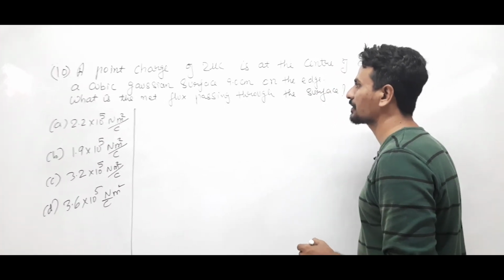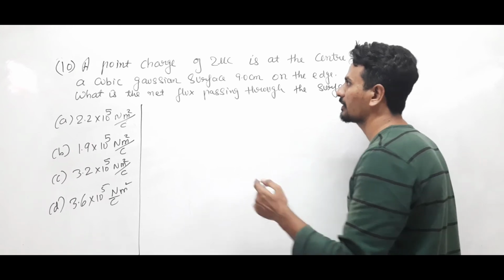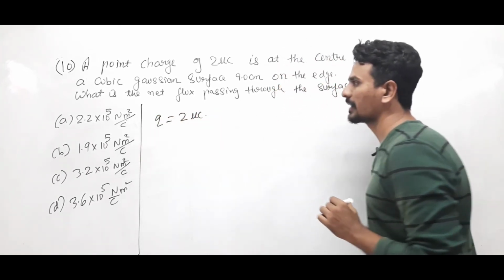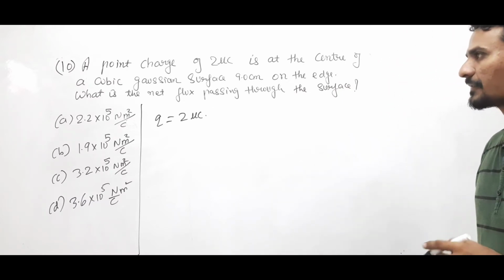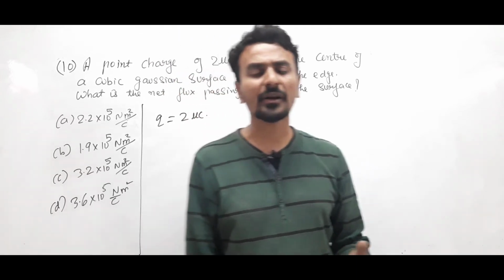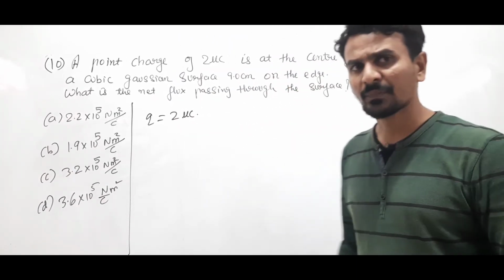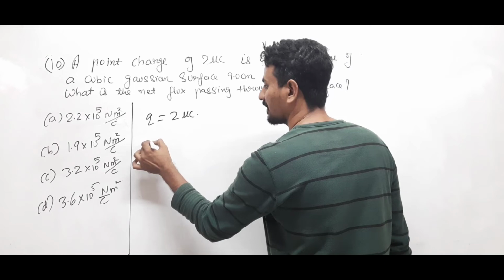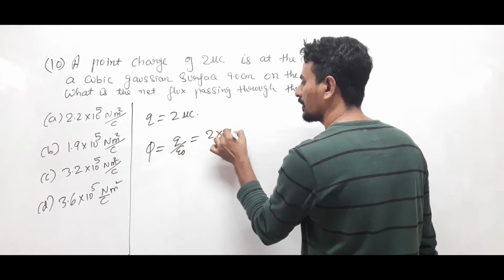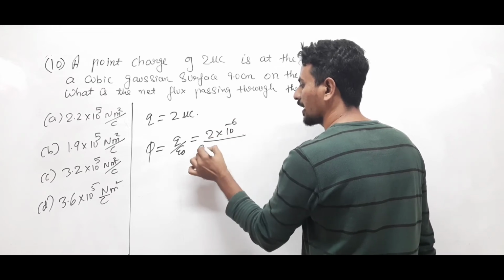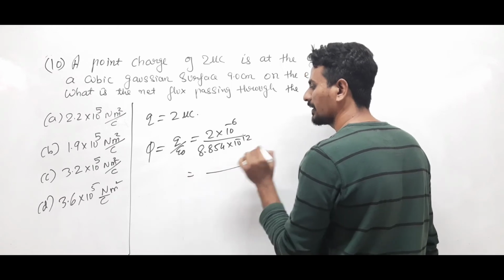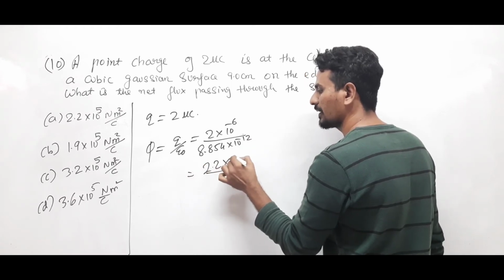So 10th one, point charge of 2 microcoulomb is at the center of a cubic Gaussian surface 9 centimeter on the edge. Okay, so what is the charge enclosed? 2 microcoulomb, right? What is the net flux passing through the surface? Actually, when charge is enclosed in a surface, flux does not depend on the area, right? So simply flux passing through the surface will be Q by epsilon naught. So this is 2 into 10 raised to minus 6 upon 8.854 into 10 raised to minus 12. So all this you will get 2.2 into 10 raised to 5.